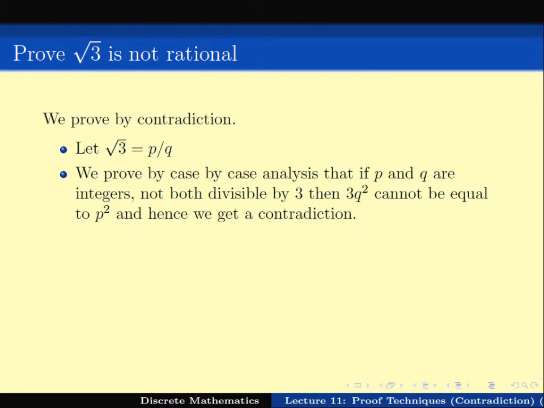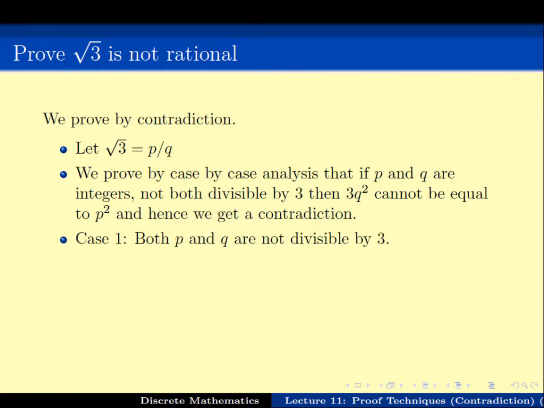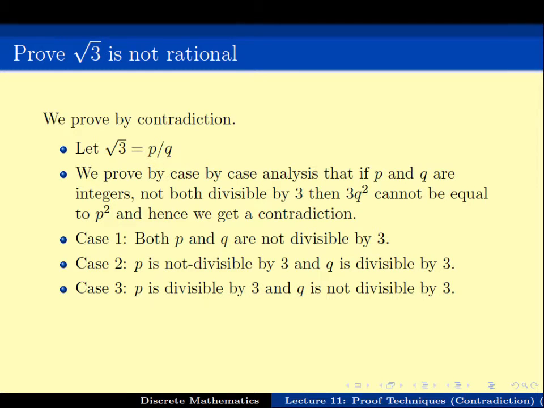Okay, let's do it case by case. So case 1, let's say that both p and q are not divisible by 3. That is, neither p nor q is divisible by 3. Then can 3q square be equal to p square? That is the first case. The second case will be if p is not divisible by 3 and q is divisible by 3. And the third case will be if p is divisible by 3 and q is not divisible by 3.